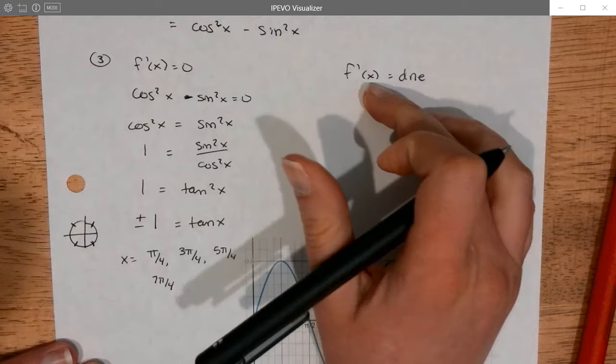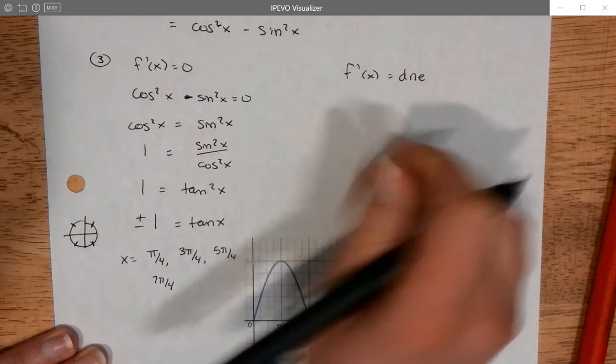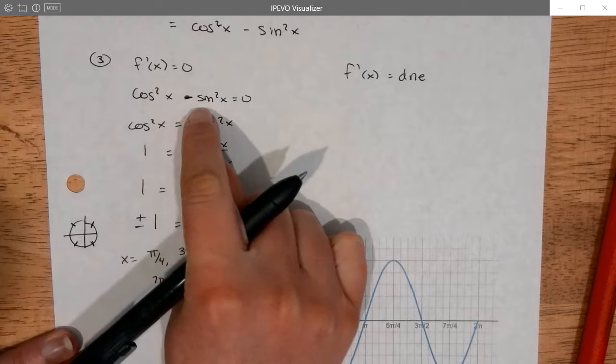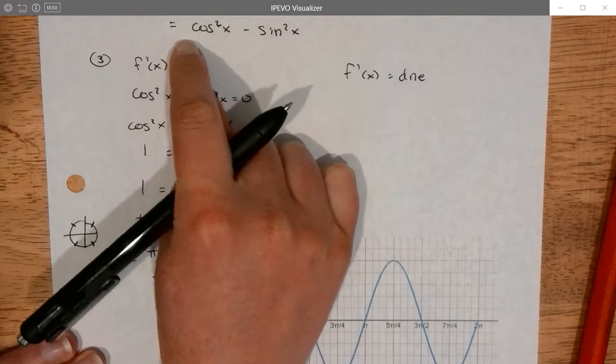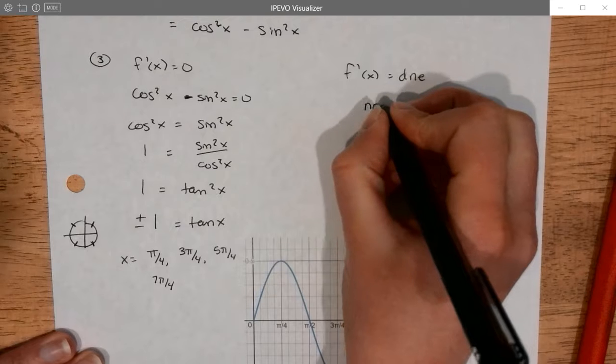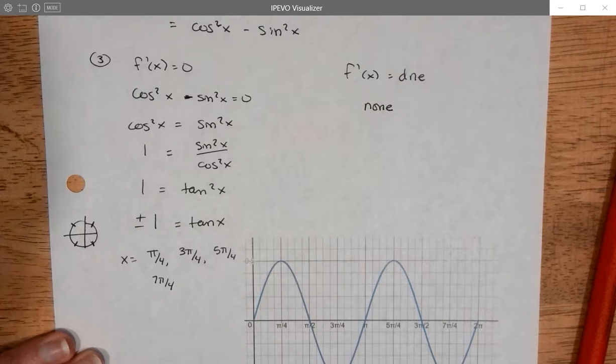I want to check for any places where the first derivative fails to exist. Sine of x and cosine of x are both continuous functions, so they're always going to exist. There are no denominators in them to set equal to 0, so there are going to be none. Always check for it. If your function is continuous, you may not get any.